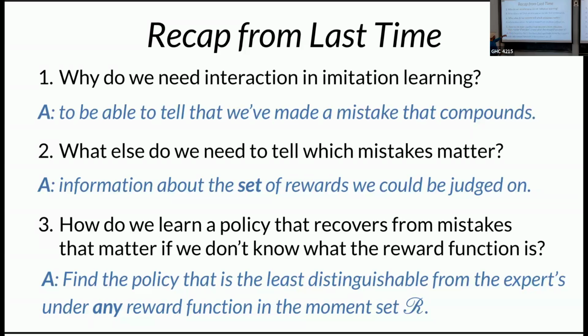Then the last thing we talked about is, okay, so we have interaction, we have this set of reward functions, how do we actually put it together in a policy that does well? We talked about how we could form this game theoretic objective, where basically we say, find me a policy pi such that no matter what reward function I choose in response, even adversarially in this class R, I know that I have some bounded performance difference with respect to the expert. That means so long as the reward function I care about is inside this class, I must also have a bounded performance difference with respect to the expert on that actual reward function we care about.